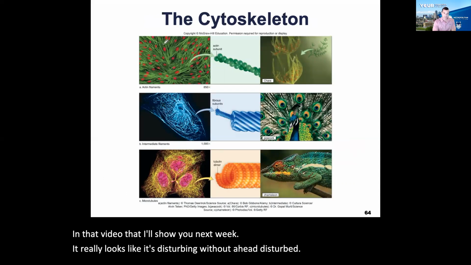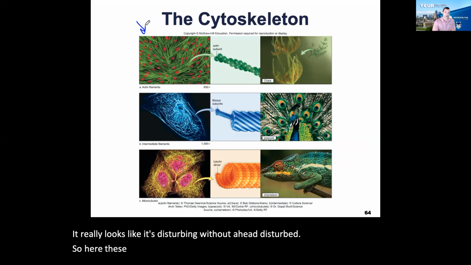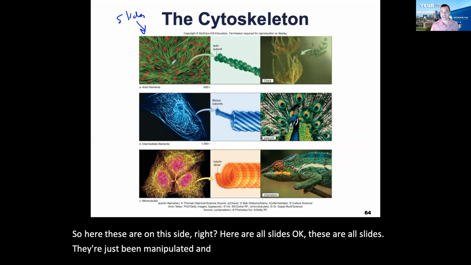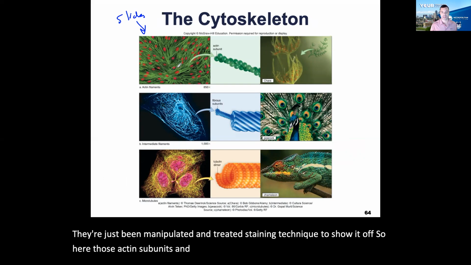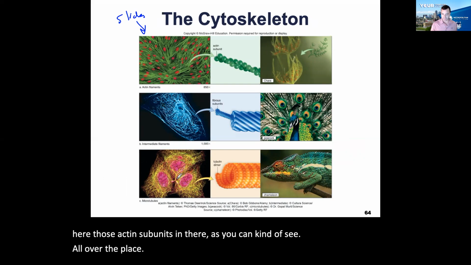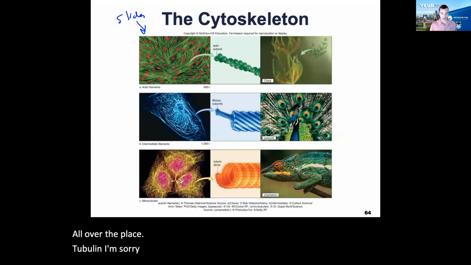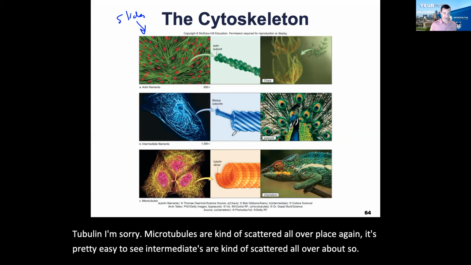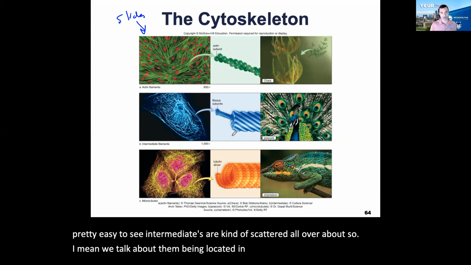So here, on this side right here, these are all slides. They've just been manipulated and treated with a staining technique to show it off. So here are those actin subunits, and as you can kind of see, they're all over the place. Microtubules are kind of scattered all over the place. Again, it's pretty easy to see. Intermediates are kind of scattered all about. So we talk about them being located in one region, but they're all over. This just shows you what it looks like in real life.